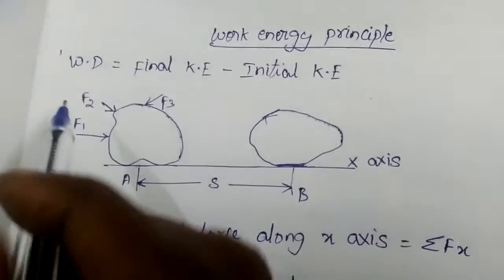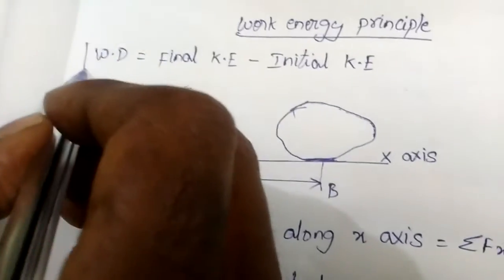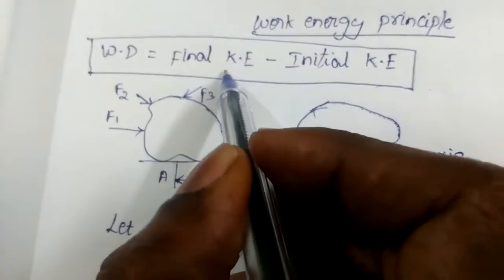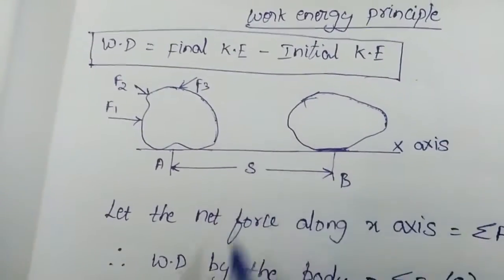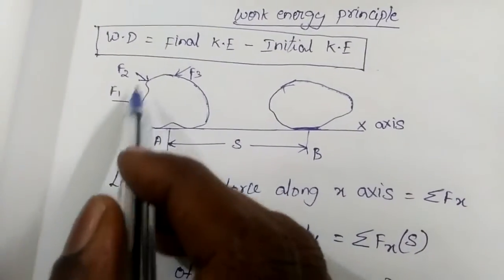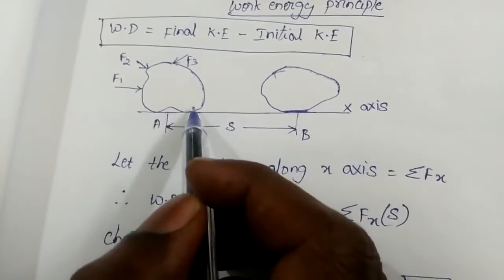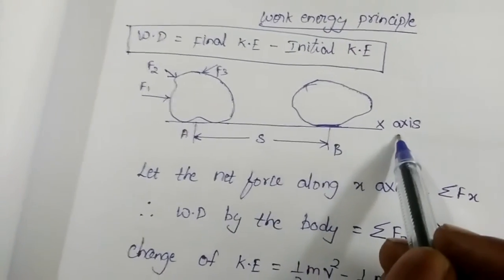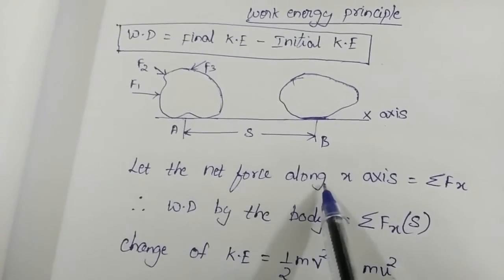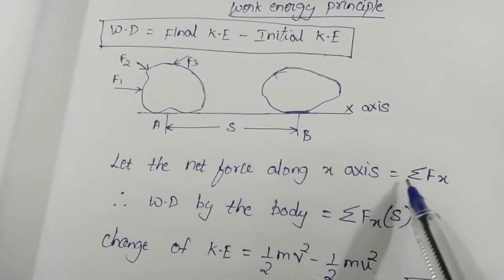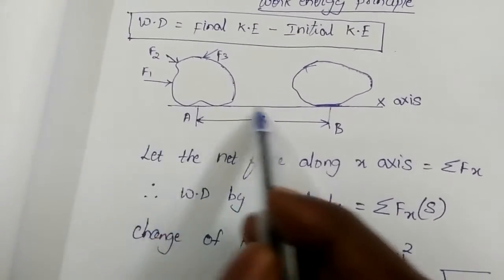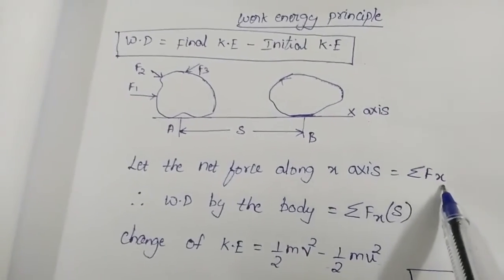The work energy principle is given by this equation: work done equal to change in kinetic energy. Change in kinetic energy is nothing but final kinetic energy minus initial kinetic energy. Consider a body on which some three or four forces are acting, F1, F2, F3. All are acting on this body and make this body move along the x-axis at a distance x. The net force acting along the x-axis is given by the summation of all these forces acting in the x direction, that is summation Fx.